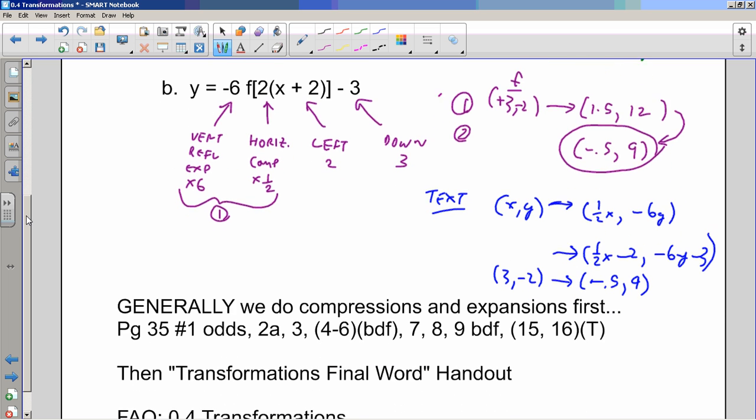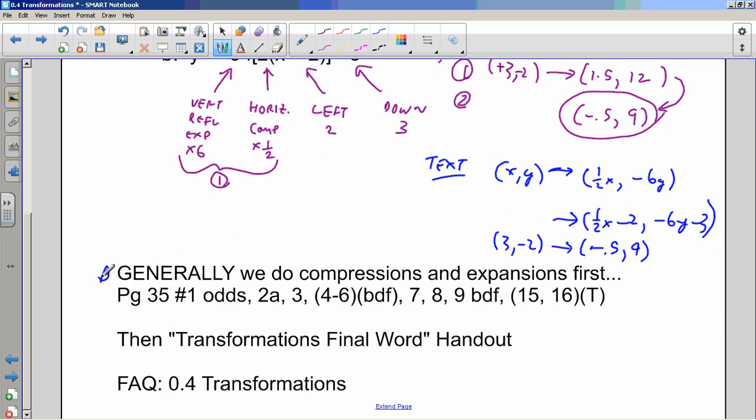Quite a bit of homework here. And notice generally we do compressions and expansions first. There's a bunch of the homework, and then there's this handout. This handout we will, I believe, take up at the beginning of the next video, I think. And I might be lying to you, but I certainly hope not. Good luck on your homework. There's an FAQ today just like every day. Transformations.